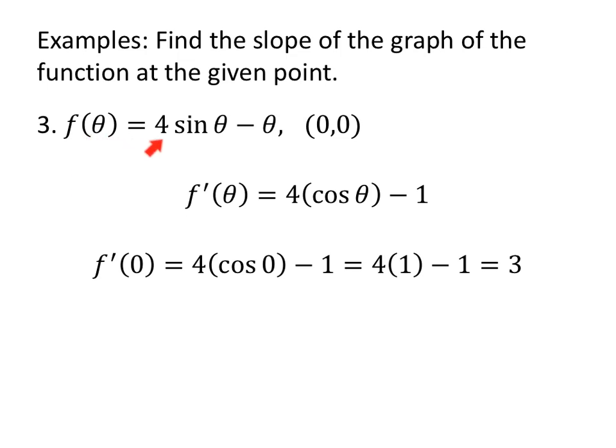If f of theta equals 4 sine theta minus theta at the point 0, 0, the slope of the graph at that point, the derivative of 4 sine theta is 4 times cosine theta minus theta. Okay, now remember theta, this is a linear term. There's no exponent on the variable at all. So the derivative of a linear term is just going to be its coefficient. So that's a minus 1. Evaluating at 0. f prime of 0 is 4 times cosine of 0 minus 1. Cosine of 0 is 1. 4 minus 1 is 3.